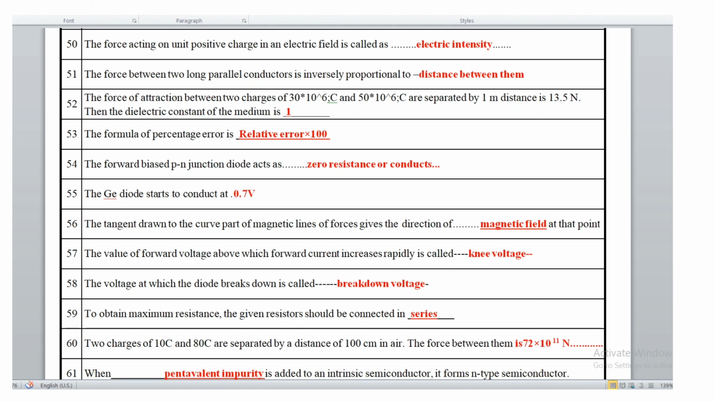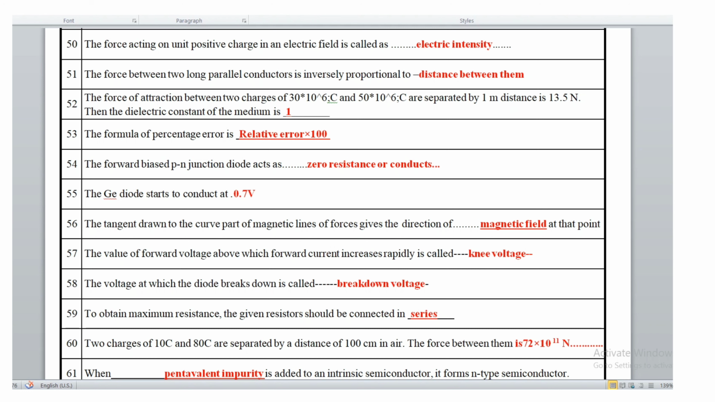The formula of percentage error is relative error into 100. The forward biased PN junction diode acts as zero resistance, or conducts. The Ge diode starts to conduct at 0.3 volt. The tangent drawn to the curved part of magnetic lines of force gives the direction of the magnetic field at that point. The value of forward voltage above which forward current increases rapidly is called knee voltage. The voltage at which the diode breaks down is called breakdown voltage.